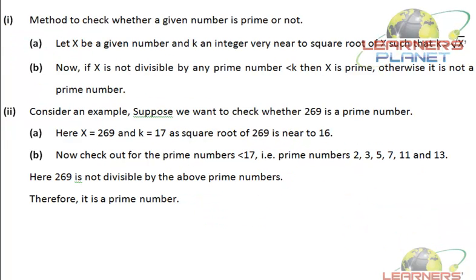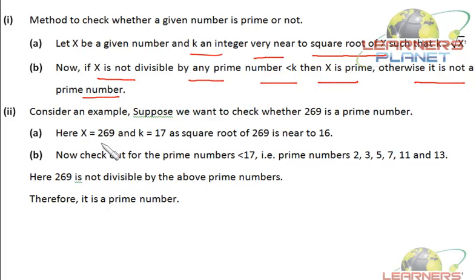Friends, sometimes we have to check whether the given number is prime or not. And if the numbers are so big, we just cannot calculate manually whether the given number is prime or not. So we apply a method which I am going to describe over here. Just see the method carefully. Suppose x is a given number and k is an integer that is very near to the square root of x. Then if x is not divisible by any prime number less than k, then x is prime. Otherwise, it is not a prime number.